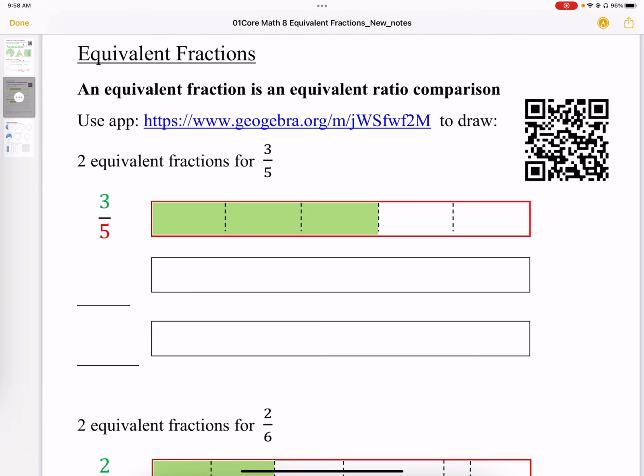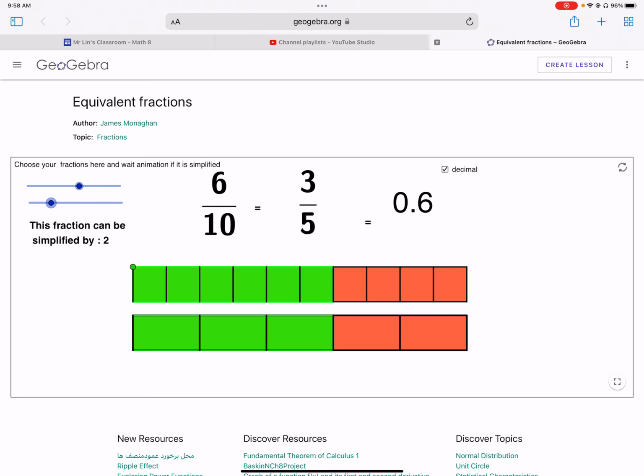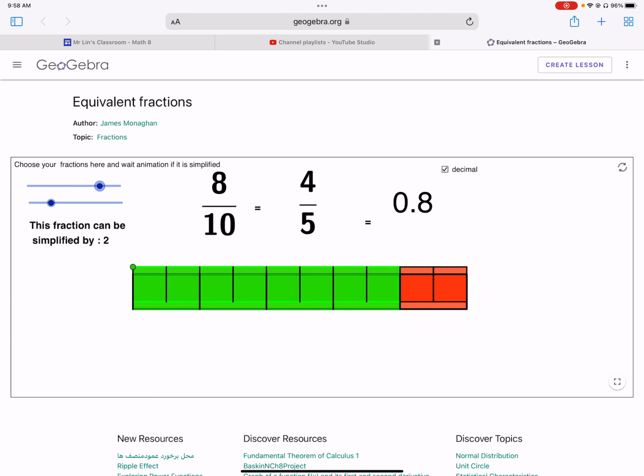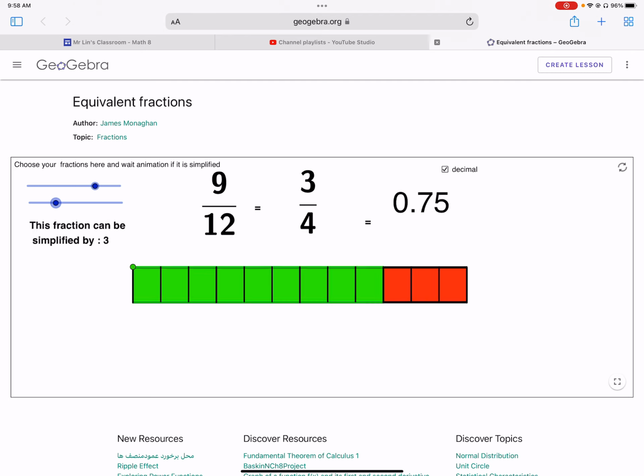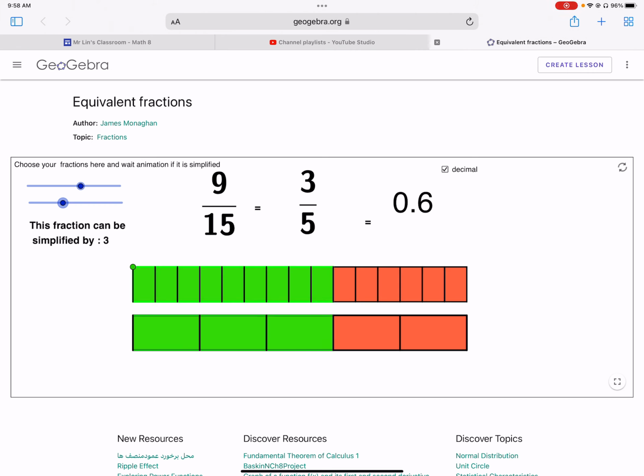Now, if I go to my app, this is my app, and I can see that 6 out of 10 simplifies to 3 out of 5. But you have to play around with this and find different answers. So I know that 6 out of 10, I also know that 9 out of 15 is going to give me the same thing, 3 out of 5. And I can see that, and I can see how I can draw that as well.